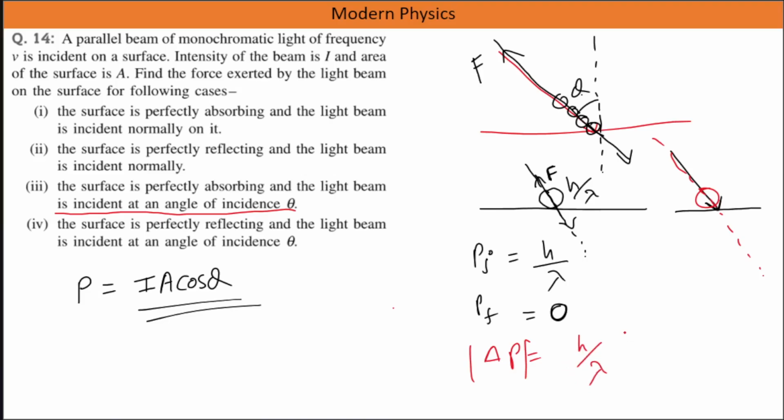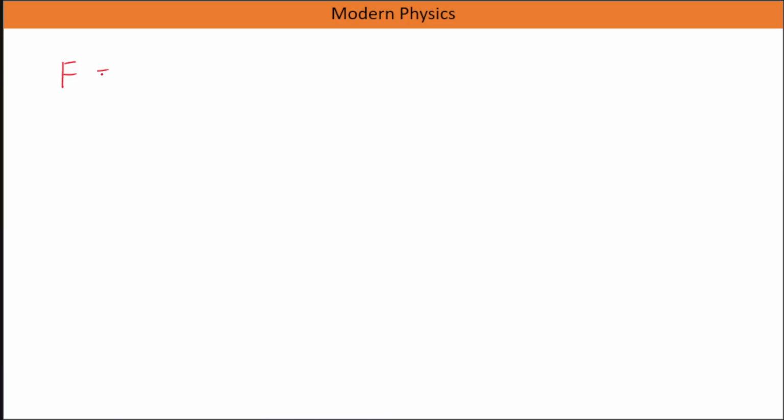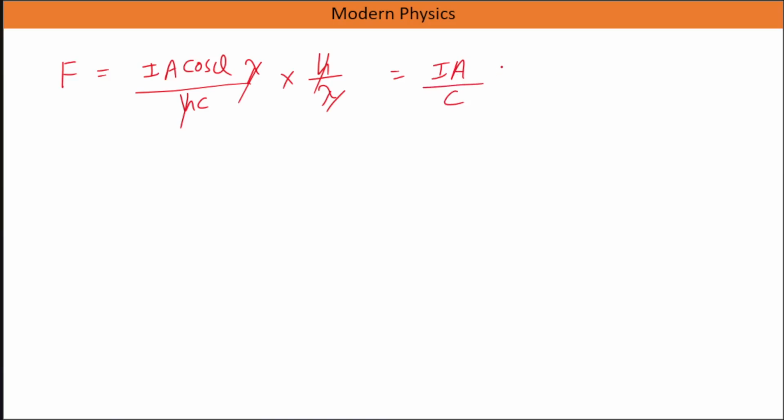Done? So what will be the force exerted? For that you will calculate the number of photons striking per second, and for that you will be doing I A cos theta divided by hc by lambda. So this is this. Now what will be the force? N into delta P. So write force as, what is N? I A cos theta divided by hc by lambda, and this into change in momentum, that is h by lambda. So this will get cut. So I A by C cos theta.